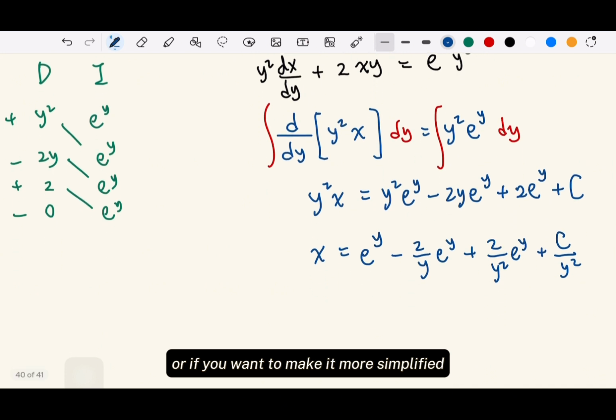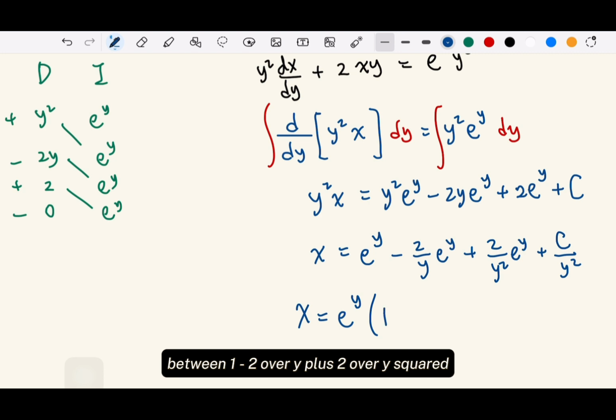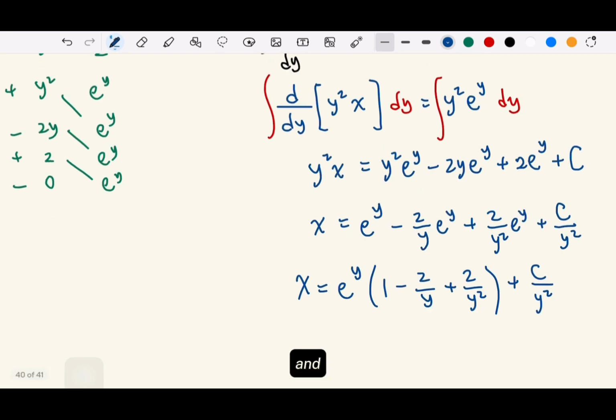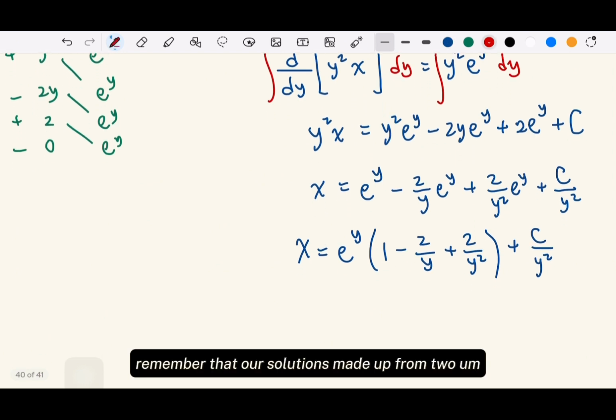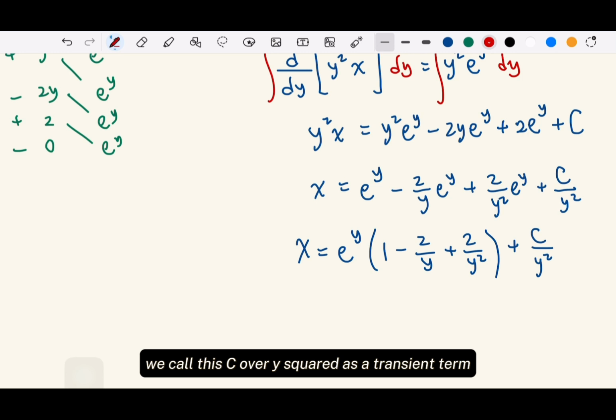Or if you want to make it more simplified, we can factor out e. This will be 1 minus 2 over y plus 2 over y squared and then plus c over y squared. And remember that our solution is made up from two solutions. We call this c over y squared a transient term.